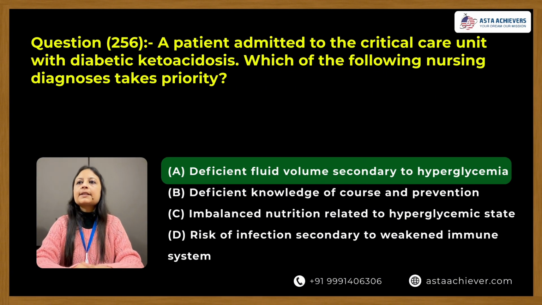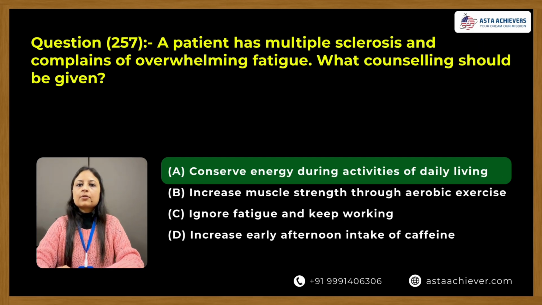Question 256. A patient admitted to the critical care unit with diabetic ketoacidosis. Which of the following nursing diagnoses takes priority? Option A, deficit fluid volume secondary to hyperglycemia. Option B, deficit knowledge of cause and prevention. Option C, imbalanced nutrition related to hyperglycemic state. And option D, risk of infection secondary to weak immune system. So option A is the correct answer, because as you know, diabetic ketoacidosis is a life-threatening emergency complication of type 1 diabetes, occurring when severe insulin deficiency causes the body to turn to fat for energy, producing ketone bodies.